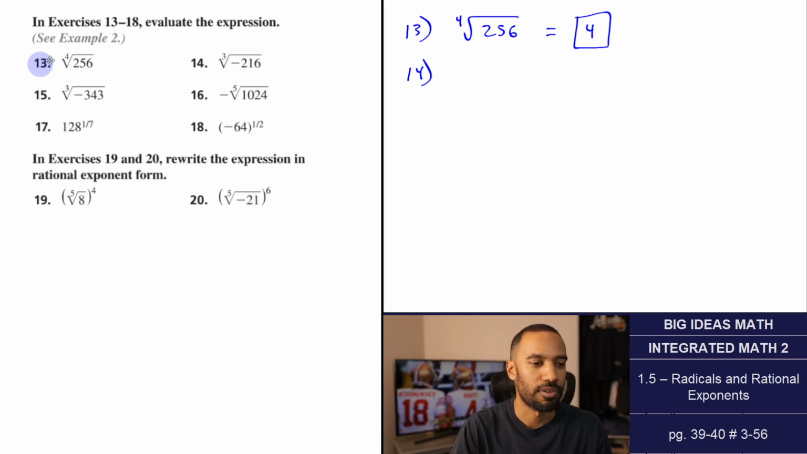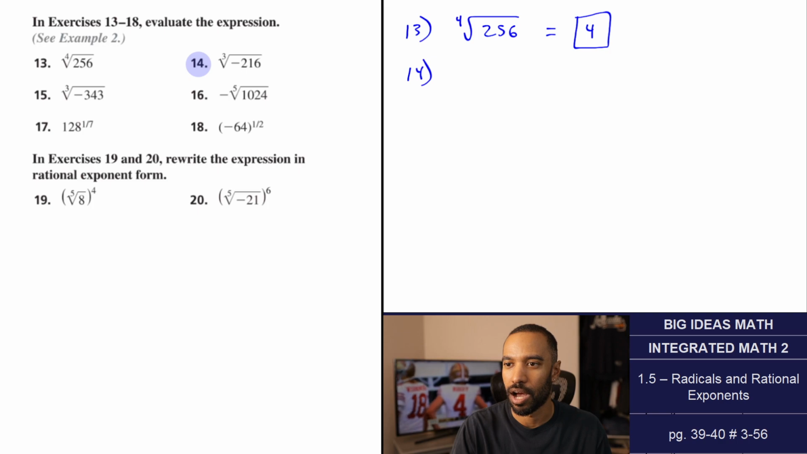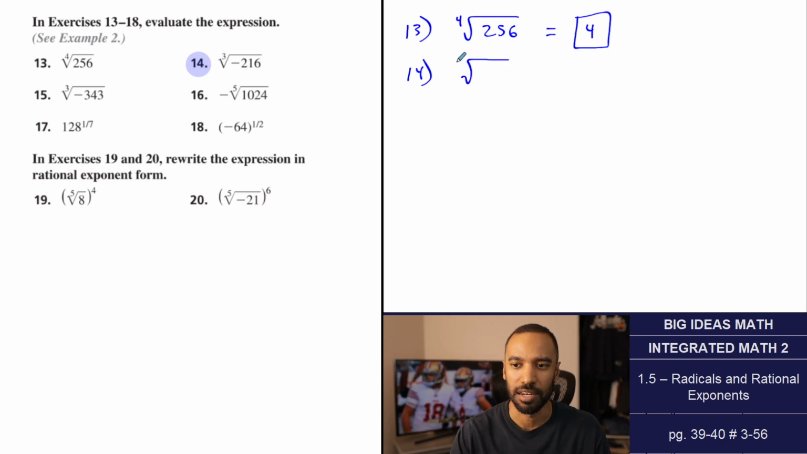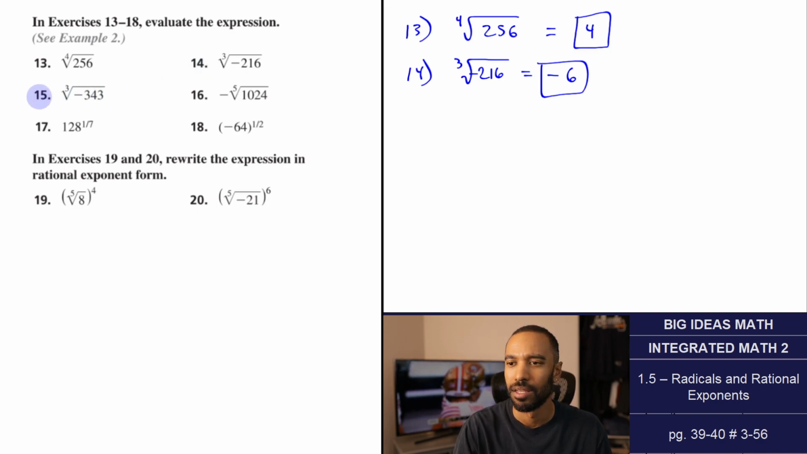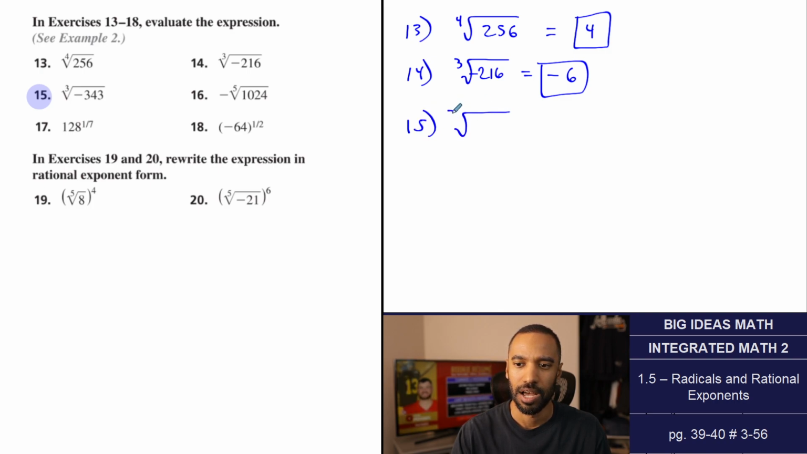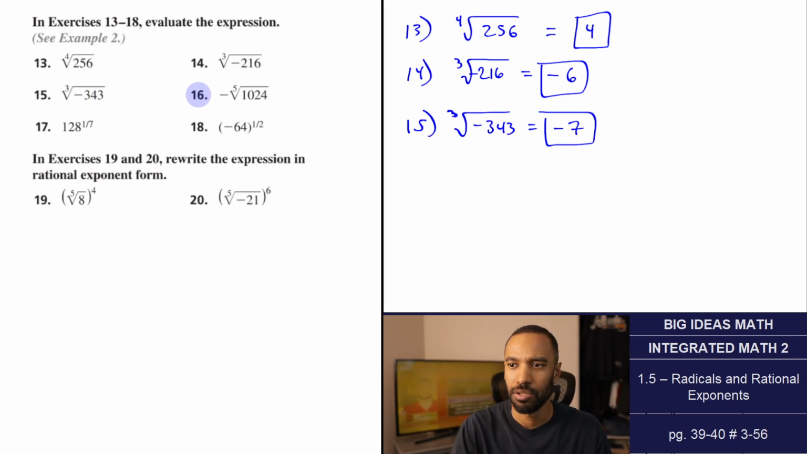Number 14, the cube root of negative 216. Odd roots are okay for negatives. That should be negative 6. I think that question was actually technically already asked. Was it not? Or wait, did we just do 6 from the cube question? I can't remember anymore. 15, same thing. The cube root of negative 343. This is negative 7. 7 cubed is 343. I don't know, that must be 4, I guess, huh?